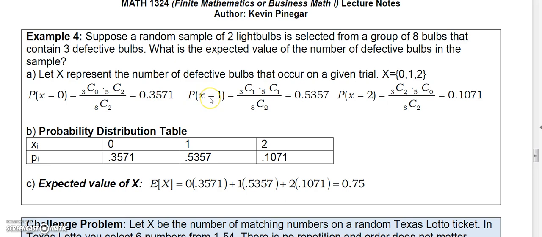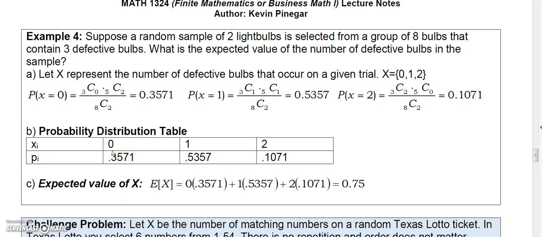Next, the probability of getting 1 defective bulb. Well, that would mean out of the 3 defective bulbs, you choose 1, and out of the 5 good bulbs, you choose 1, divided by the same denominator. That gives you 0.5357. And now finally, the probability of getting 2 defective bulbs. That would mean out of the 3 defective bulbs, you choose 2, and out of the 5 good bulbs, you choose none, and then divide that by 8 choose 2, and you get 0.1071.